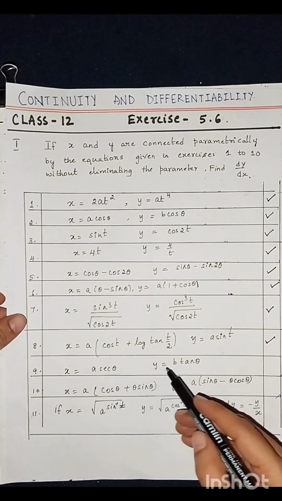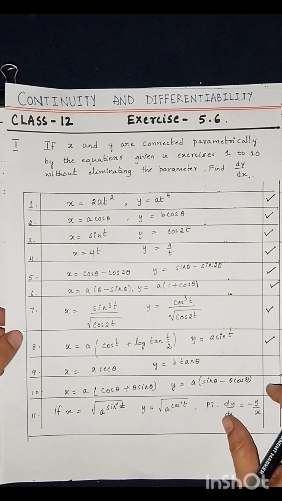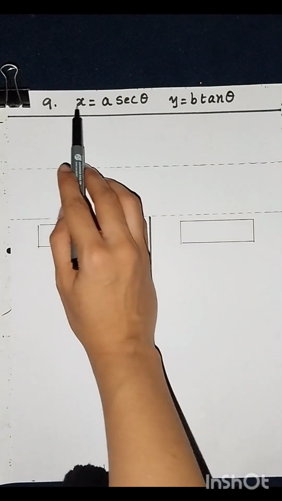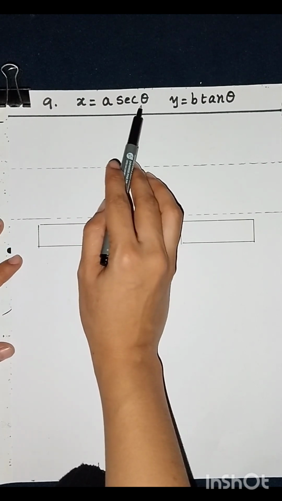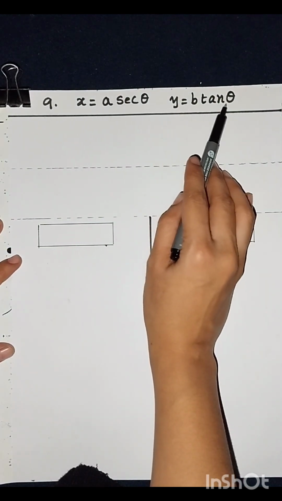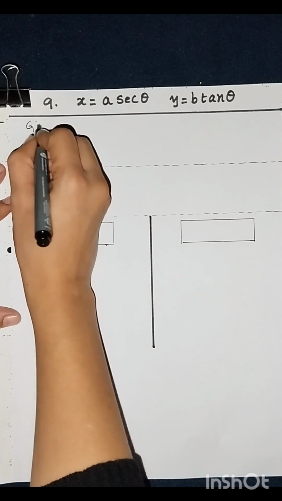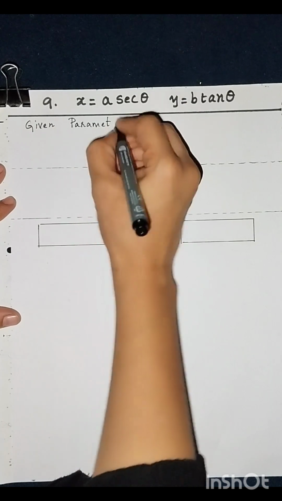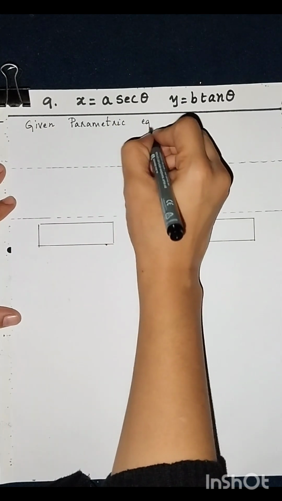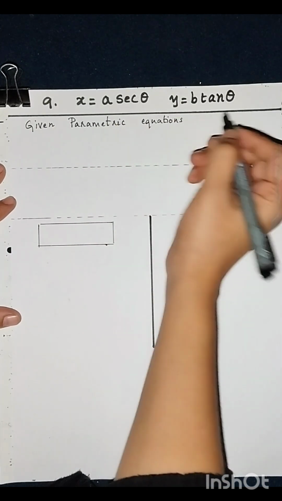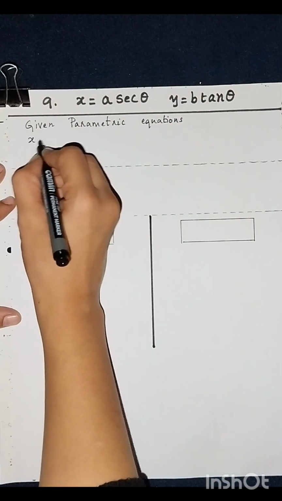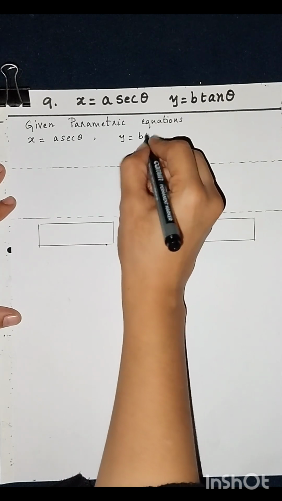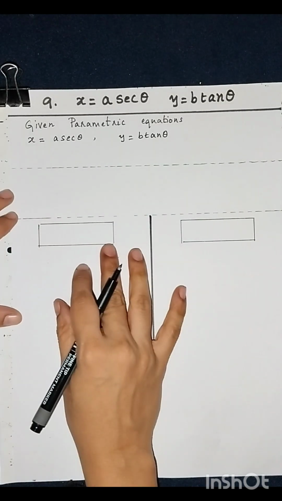Now we will differentiate the 9th parametric equations. x is equal to a secant theta, y is equal to b tan theta. So let us write the first step. Given parametric equations, x is equal to a secant theta, y is equal to b tan theta.